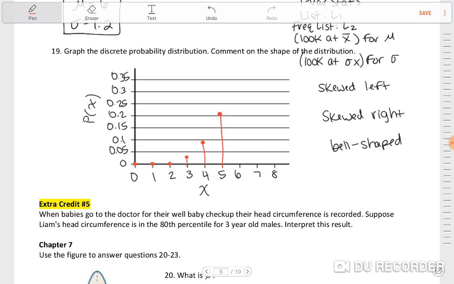And then 6 is going to be at 0.31. 7 will be at 0.27. And then 8 is going to be at 0.10, so right here at about 0.1. Okay, so when you look at the shape of your graph, it looks like you've got this long tail over here to the left. So this one is skewed left.